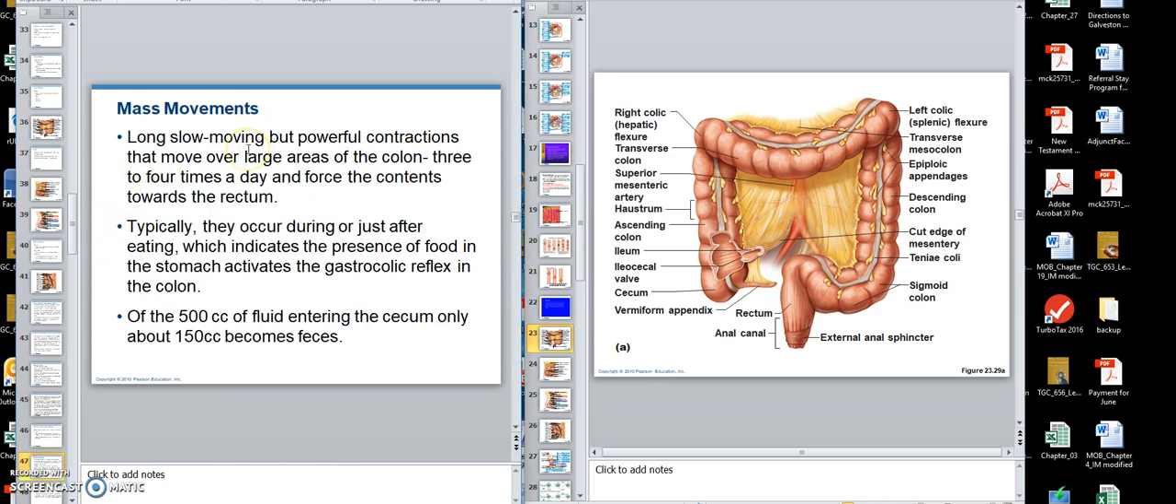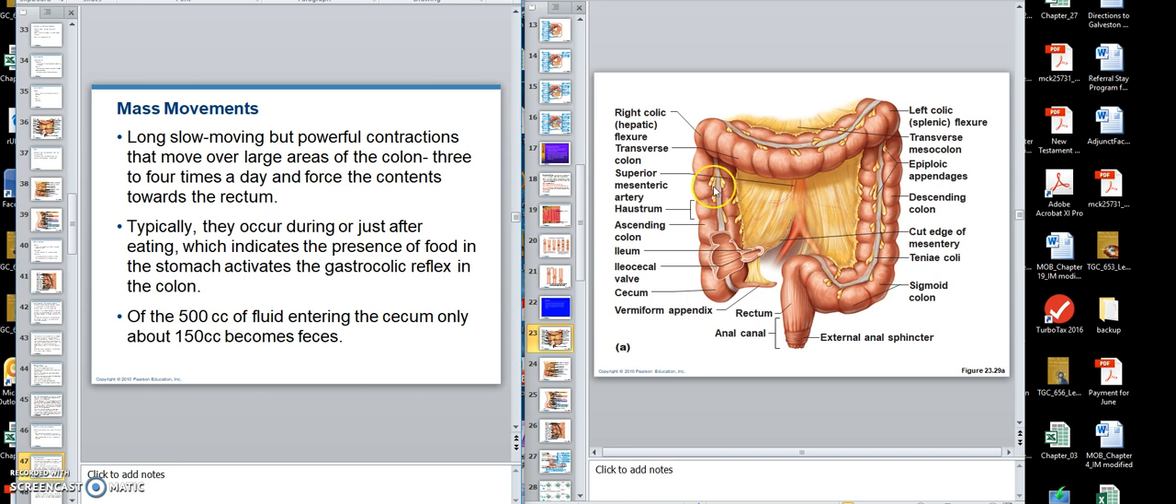Slow-moving but powerful contractions move over a large area. Okay. Some call this en masse movement. About 3 to 4 times a day, this whole large intestine tries to clean itself. Typically, they occur after eating. It's what we call the gastrocolic reflex. So you may notice that when you start eating a meal, or shortly after, you may want to go to the restroom and have a bowel movement, because it's trying to clear out to bring new in.